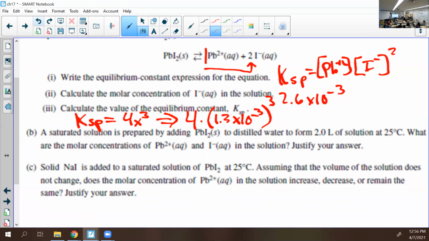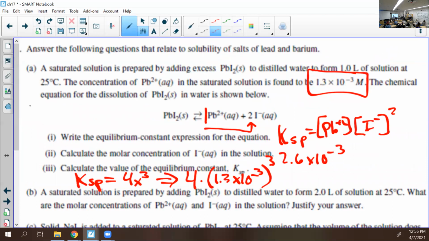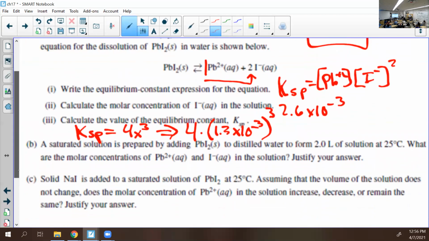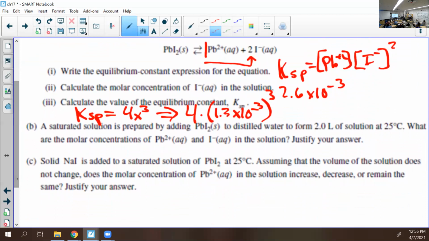I mean, you could just plug it in for your Ksp though, couldn't you? When you get the Ksp and then you get the I, you could plug in 1.3 times 10 to the negative third into your I, as long as you square it. No. Because remember, we have the square in the Ksp, but this has really nothing to do with Ksp. It's just saying, hey, I have $2, but he has twice as much as I have, so he'd have 4.